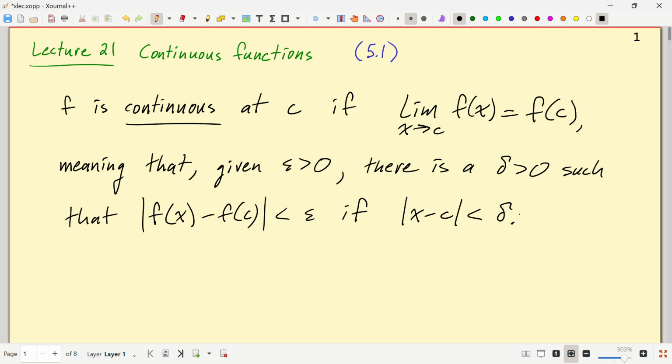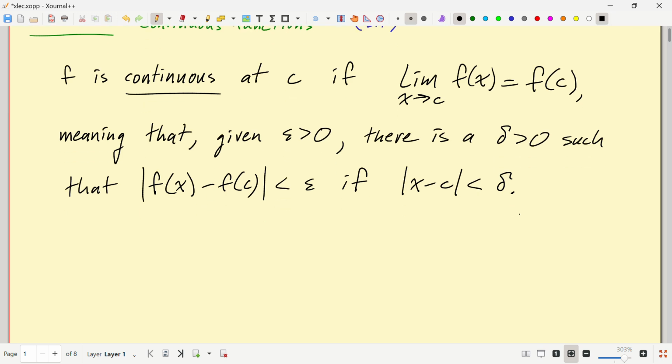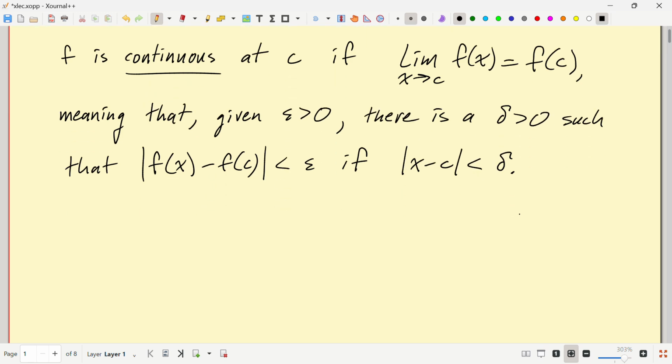Okay, well, that's the freshman calculus version of it. Well, you might think, what does it mean if C is the left endpoint of an interval where the function's defined? The statement would still be exactly the same, but I would have to say that x is in the set where my function is defined.